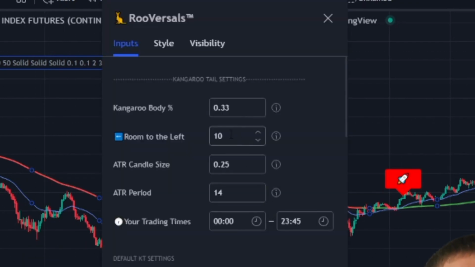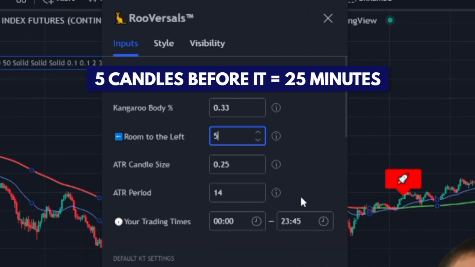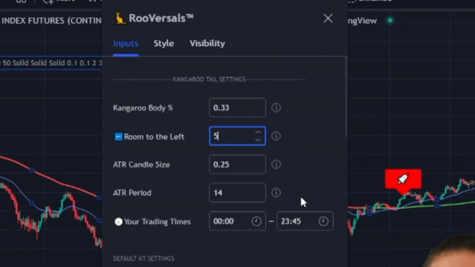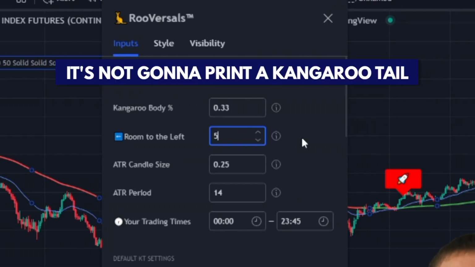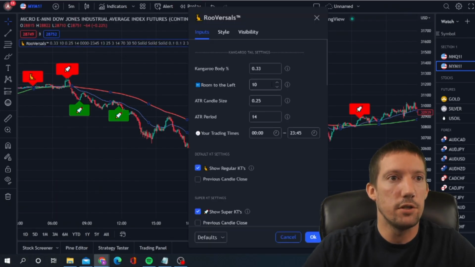Okay, then I'm gonna go room to the left 10. If you want more, you can do room to the left 5. Now room to the left is just the amount of candles before it that it needs to not be at that price. So if it's at that price 5 candles before it, so 25 minutes, if we're on the 5-minute chart, it's not gonna print a kangaroo tail indication. So I like to just put that at 10. But you can see, change it to 5, you're gonna get even more. So I'll keep it at 10. And candle size ATR, keep at 0.25. You wanna change your trading times to, from the beginning of the day to the end of the day.